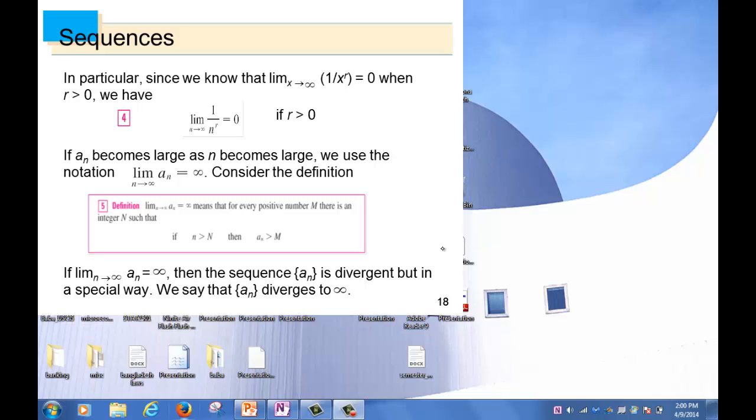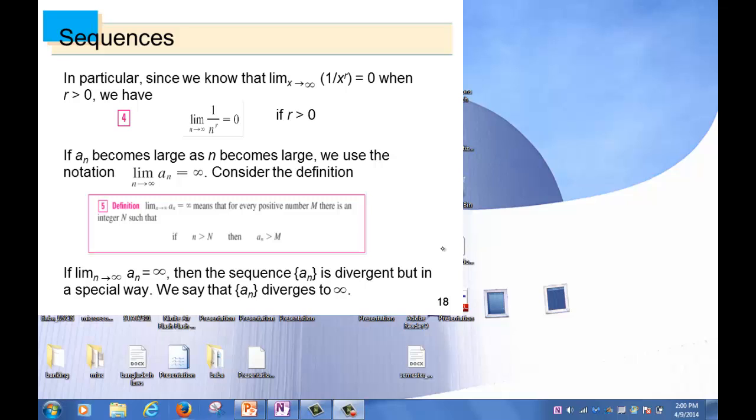Okay. Sometimes when you have a sequence, as n gets larger and larger, the values of the sequence get bigger and bigger. In that case, we say that the limit is infinity. So as n gets bigger and bigger, the terms of the sequence are also getting bigger and bigger. The nth term is getting bigger and bigger as n gets bigger and bigger. In that case, the limit is said to be infinity.